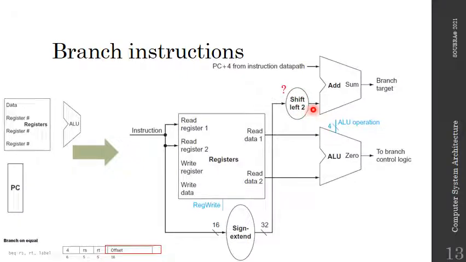So first off, shifting by 2 means, what am I doing? I'm shifting left by 2, by the way. So what does it mean? It means that I'm multiplying by 4. Why would I do that? Think about it for a second.